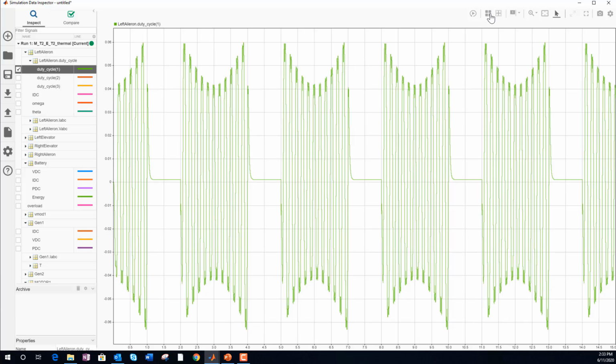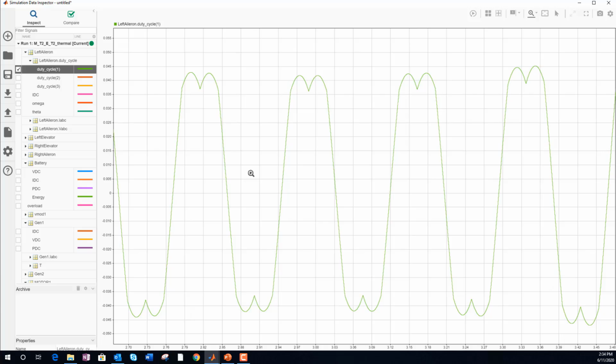So there's the duty cycle. I'd mentioned that we're looking for a very specific signature on this because we're using space vector modulation. You can see here we have this double hump, and that's a classic signature for space vector modulation. So again, we're seeing what we expect. We're verifying the functional correctness at this level of model fidelity.